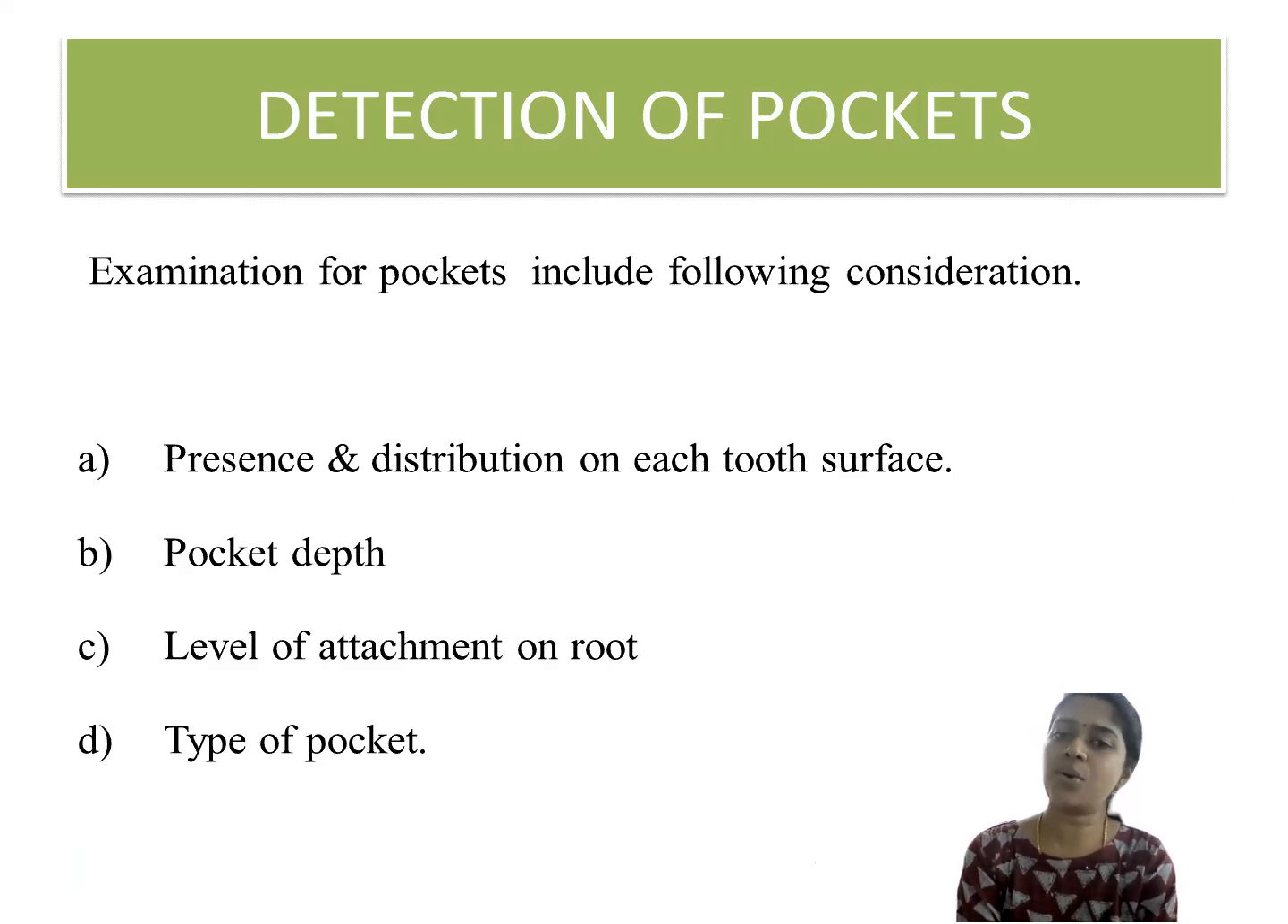Coming to identification, how do you identify a pocket? Clinically, you identify the pocket by periodontal probing. A periodontal probe is a device which has markings, which you insert into the gingival sulcus to check or assess the depth of the periodontal pocket.